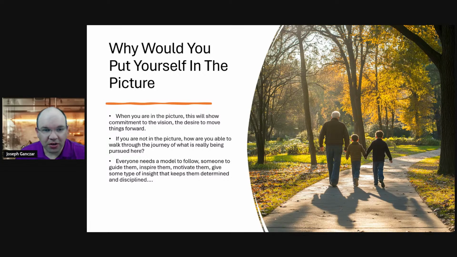So everyone needs a model to follow, someone to guide them, inspire them, motivate them, give them some type of insight that keeps them determined and disciplined. You see, we are essentially the merging of our five closest. And what does that mean? It's whoever are the closest five within touch with you the most. Those are the people that are probably going to influence you the greatest.